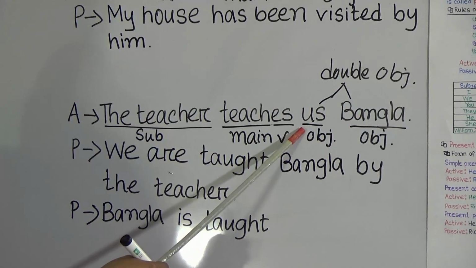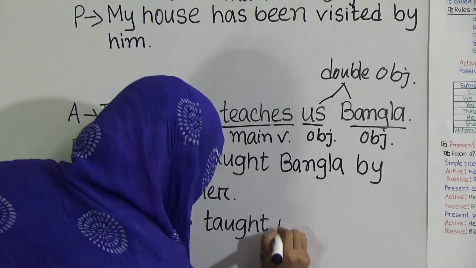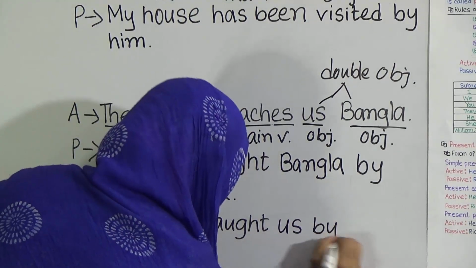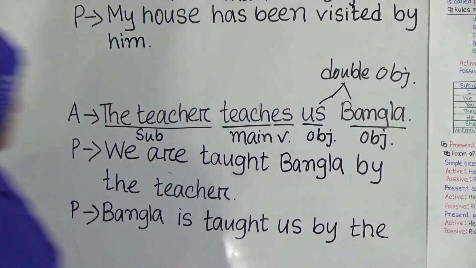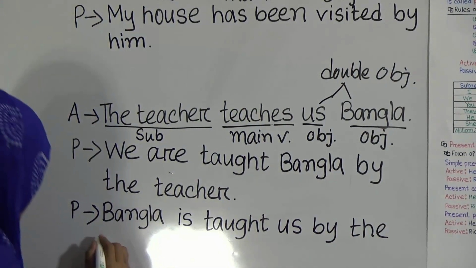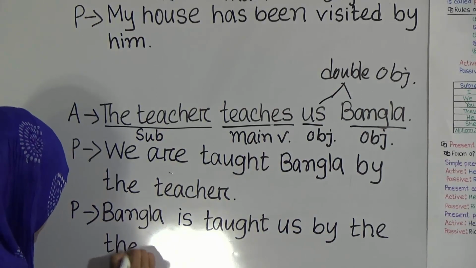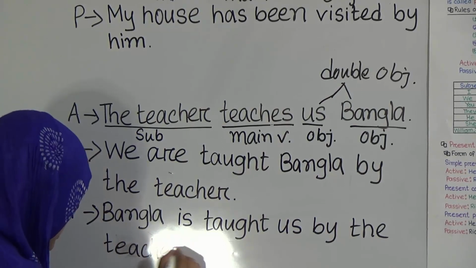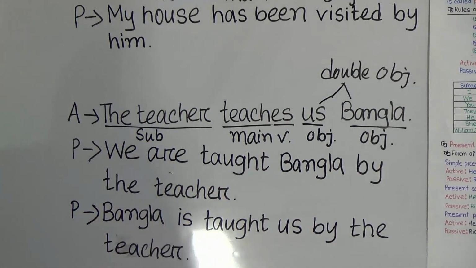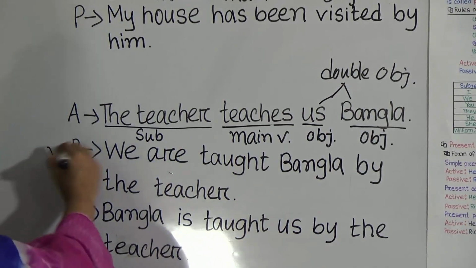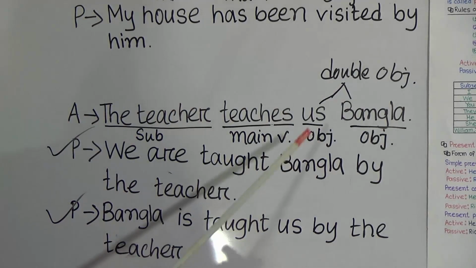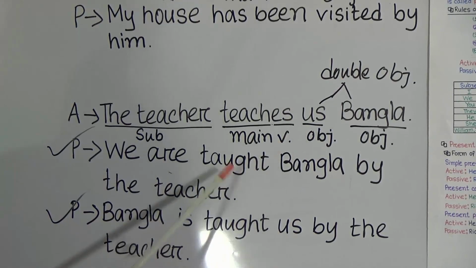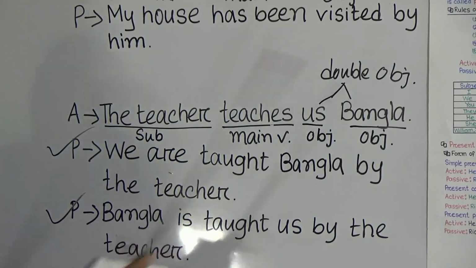Then we have to write the extra us. Bangla is taught us. Then we have to use preposition by. Then subject will be object. The subject is the teacher, so we have to write for object the teacher. Bangla is taught us by the teacher. Both the sentences are correct. You can write in any way. I'm repeating again, if you find double object in any sentence of active, while changing it, you can take anyone as your subject of passive voice.